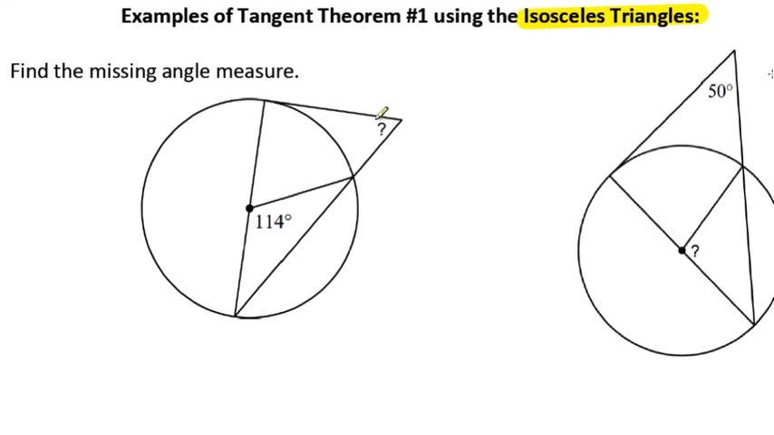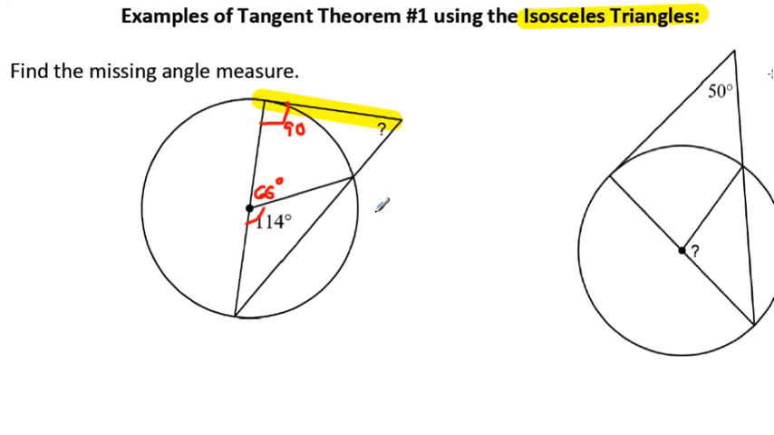Well, let's see. This is the tangent line. So the tangent line is perpendicular. So we know that. That's always true. So that's going to be a 90-degree angle there. All right, what else can we figure out? We know this central angle is 114, and this one forms a linear pair with it. That means that they add up to 180. Remember that? All right, so this has to equal 66, because 180 minus 114.